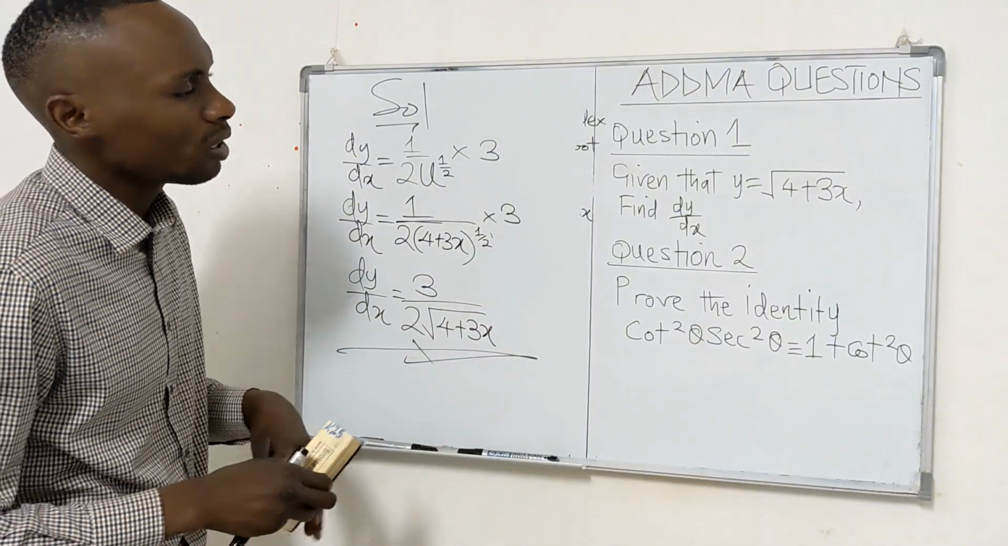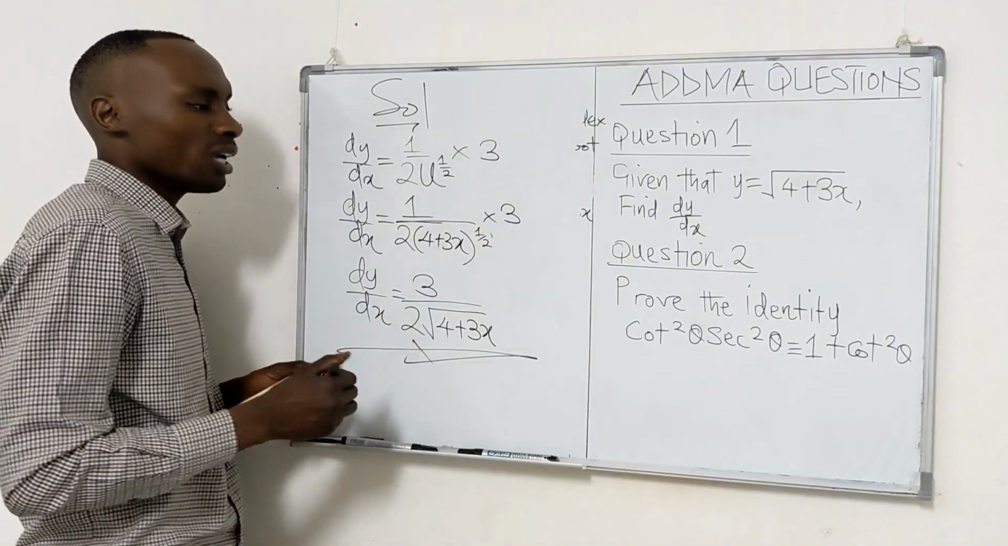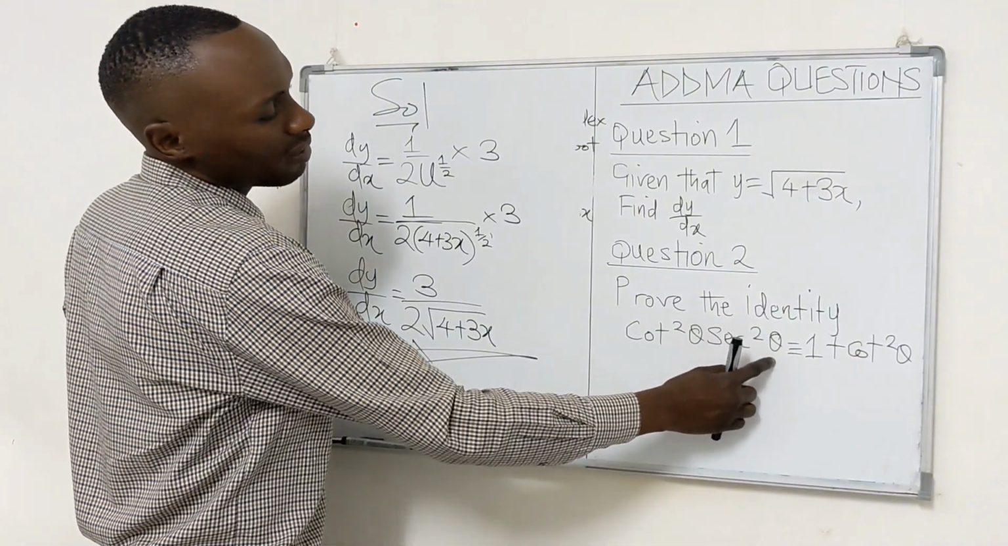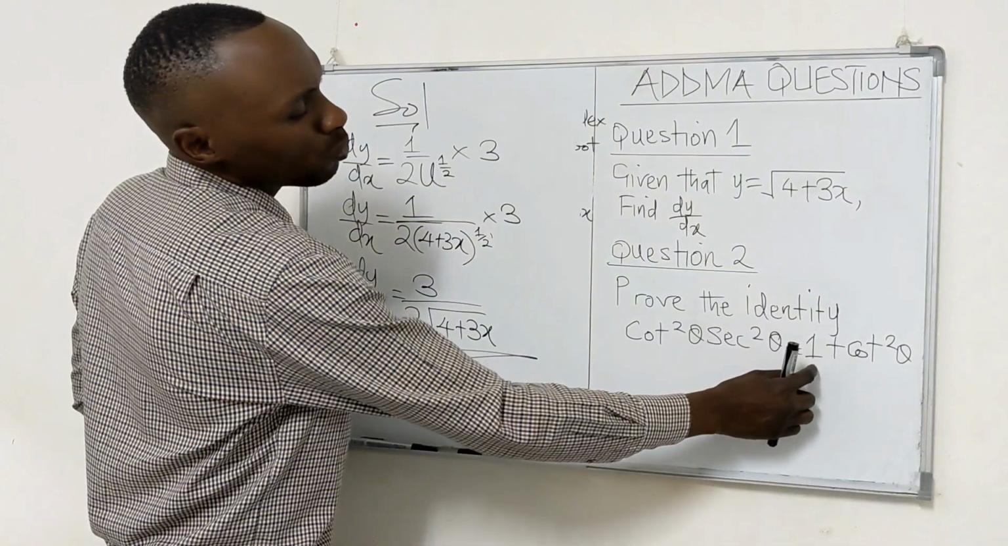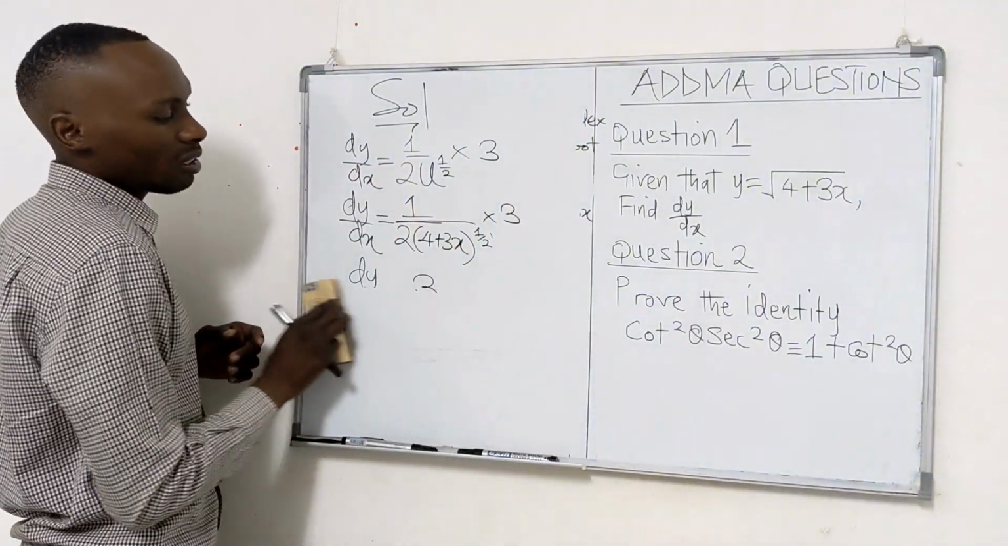Okay, going to the second question, which is on identities. We want to prove the identity cot squared theta sec squared theta, is it equivalent to 1 plus cot squared theta? So here is the solution.